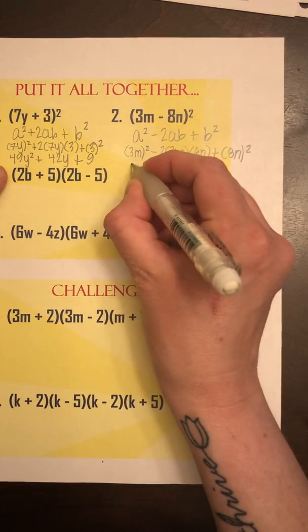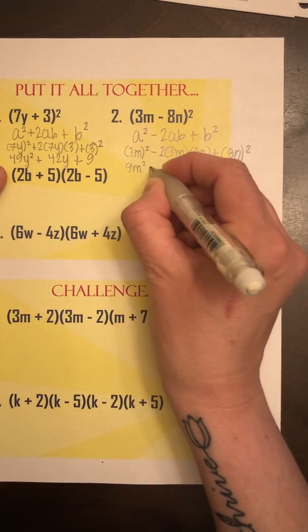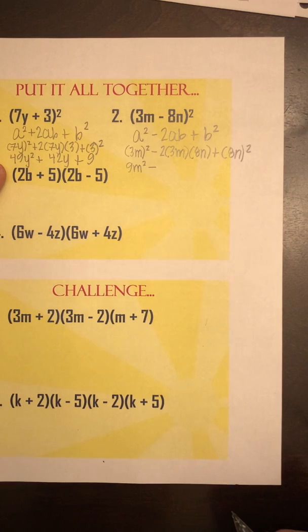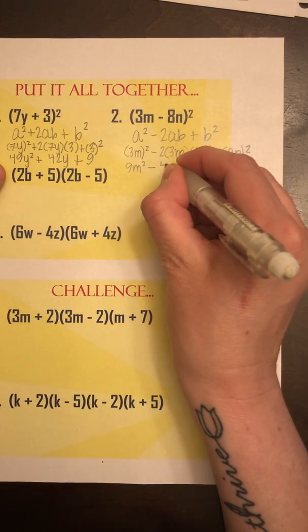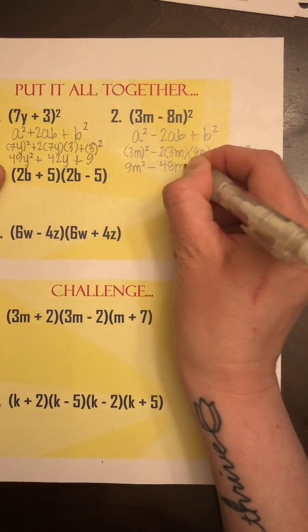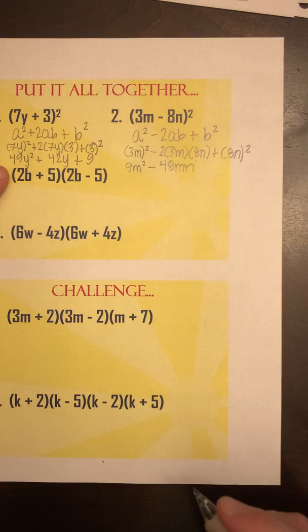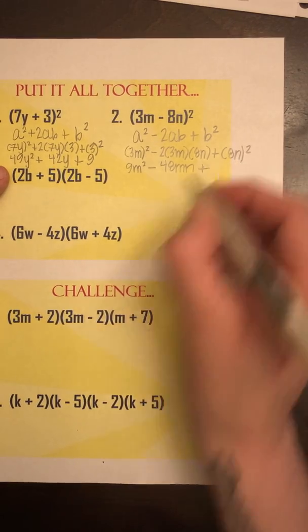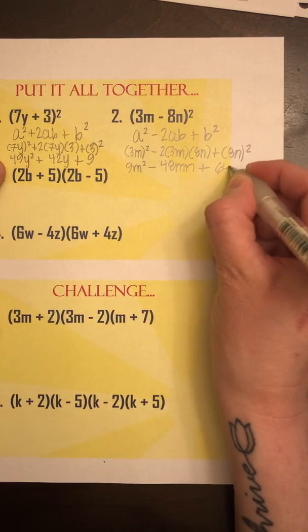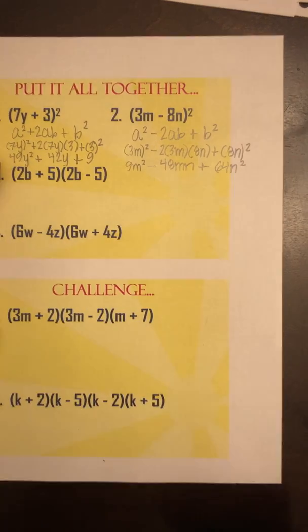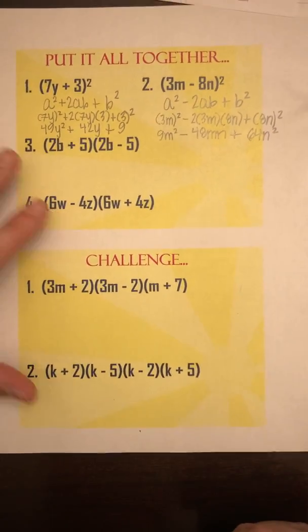3m to the second power is 9m squared. Then I'm going to bring down my minus sign, multiply in the middle. 2 times 3 is 6. 6 times 8 is 48. And we also have the m and the n that are being multiplied together. Bring down the plus sign. 8n to the second power turns into 64n squared. Again, once you're done with that, that's it.